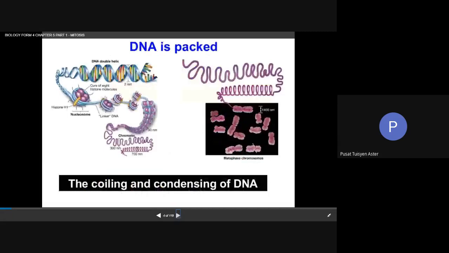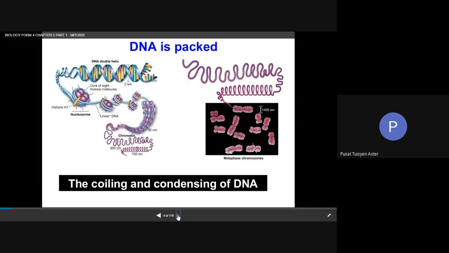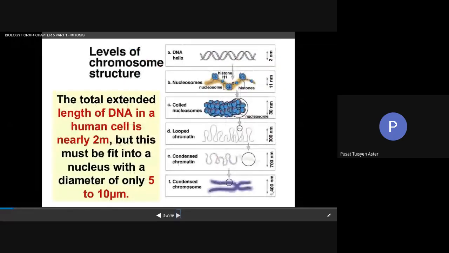This is how the DNA is packed. Okay, I've been teaching histones, DNA double helix, how the coiling and condensing of DNA happens. Okay, so this is how a chromatin is made. Now, a level of chromosome structure.